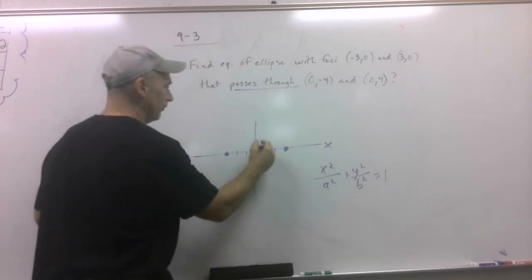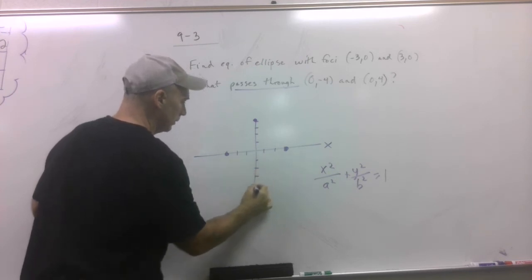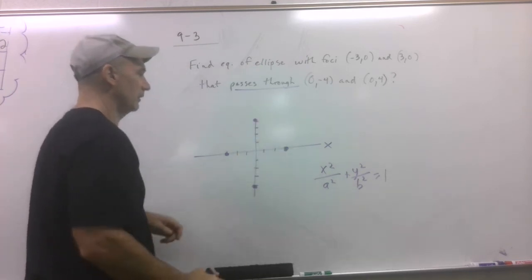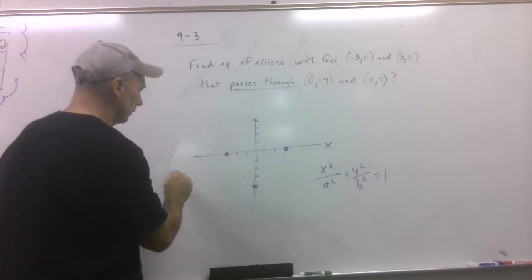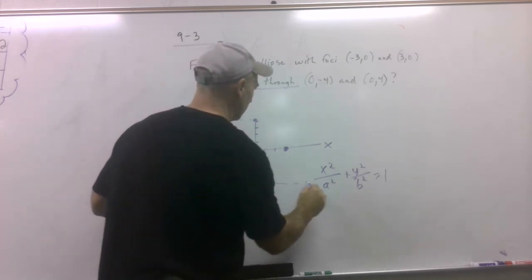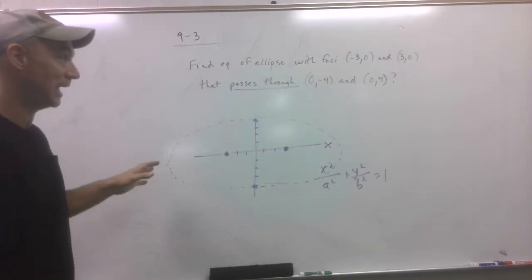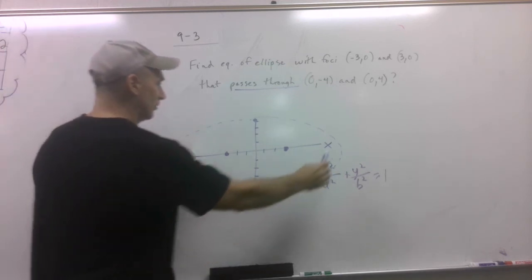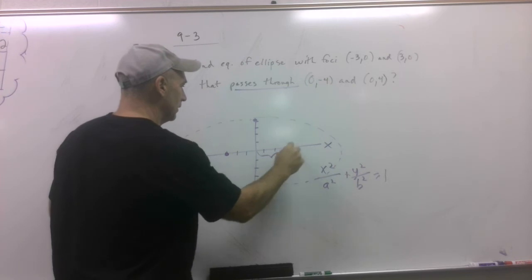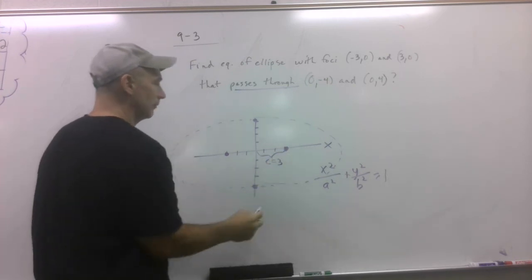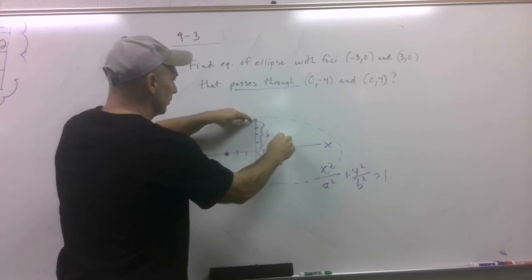Then it gives you this. Passes through 0, 4, and 0, -4. It's like, well, so I know it has to look something like that. Now, is that accurate? Probably not. But I know that this is my major axis. This is my minor axis. Now, what does this picture really tell me? It tells me c is 3. And it tells me, because I know this is the minor axis, b is 4.